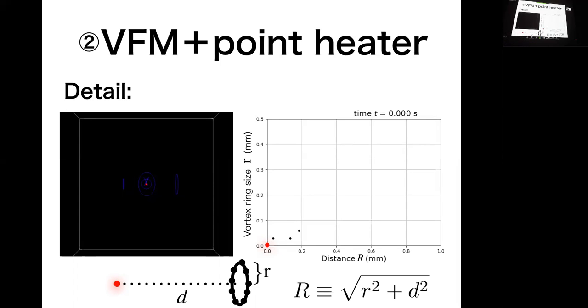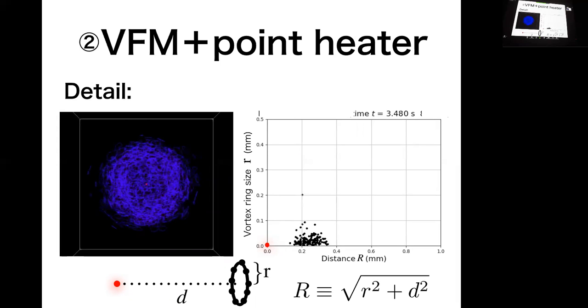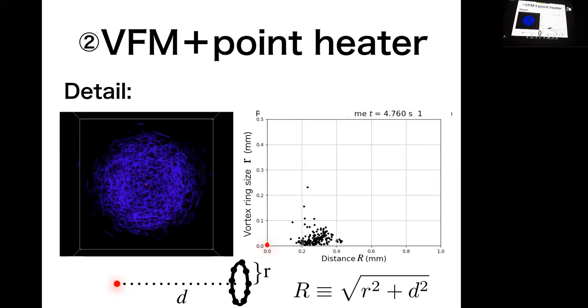So what is happening here? This is the same animation, and here you have another plot. The horizontal axis represents the distance from here to here, and the vertical axis represents the size of the vortex. Each black dot represents a vortex ring. So the animation looks like this, and what we can clearly see from this is that we have an empty region here.